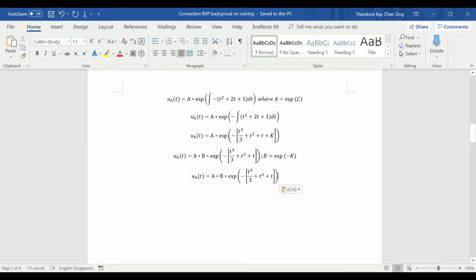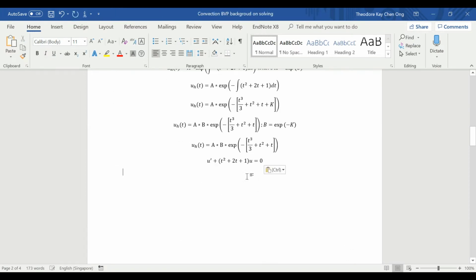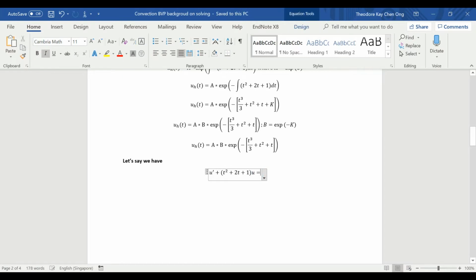Now let's say we have something that also may look scary for a first order ODE. So we have this, and this is the full thing we want to solve. Okay, so let's say we have this, exponential 5t.